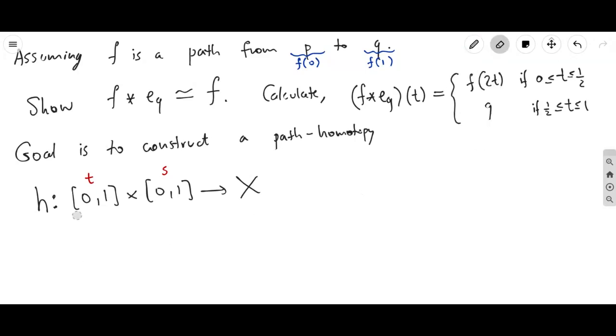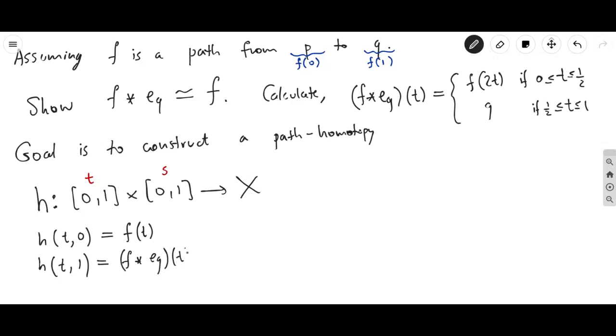And this is, of course, a square, but when you set s equal to 0, that should give you... it's up to you which one you want to be the first one and the second one. I'm going to make this be the first one, and we're going to homotope it into the second one. So this is going to be our first path, f of t. When you set s equal to 1, that would be the other one, f juxtapose eq at t.